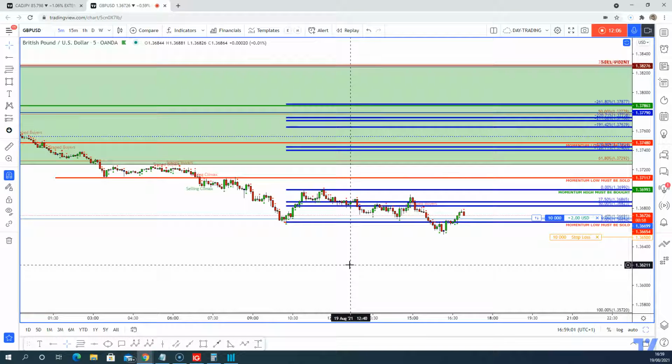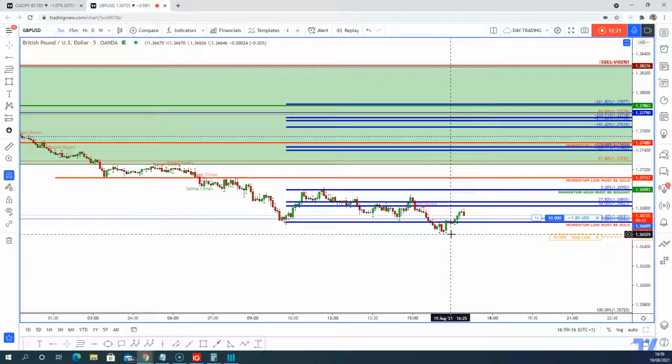So basically, this is just the analysis that I've got on the pound. Today is Thursday. Tomorrow will be interesting. Pound dollar is actually part of our pairs that we trade on Friday as well. So this could be a nice trade as long as this low is not broken again.